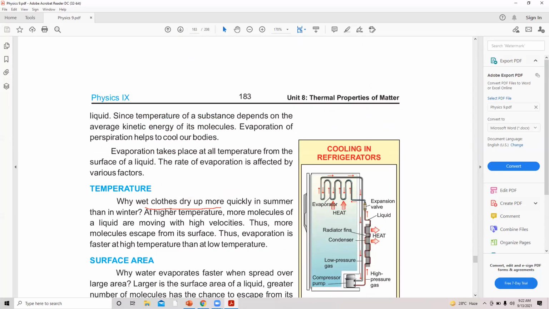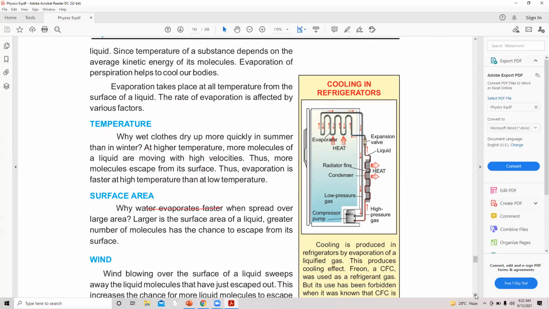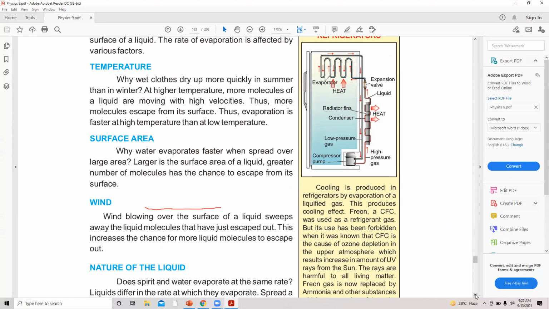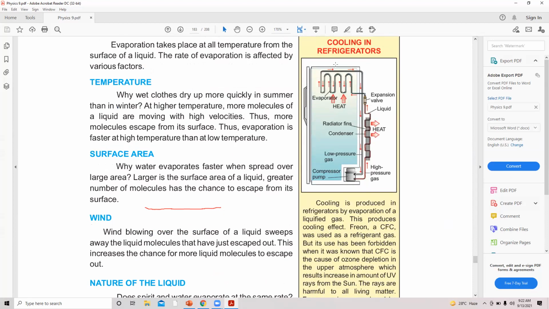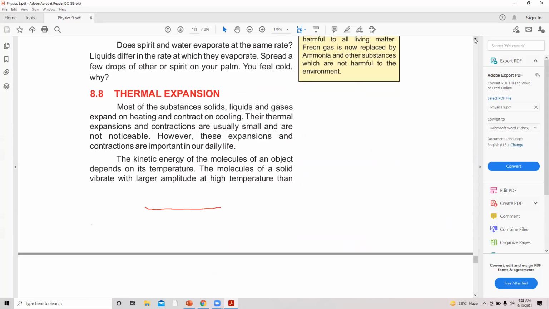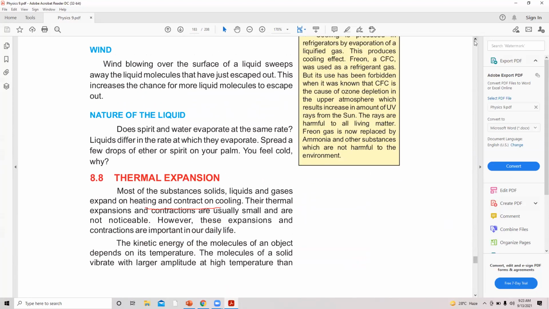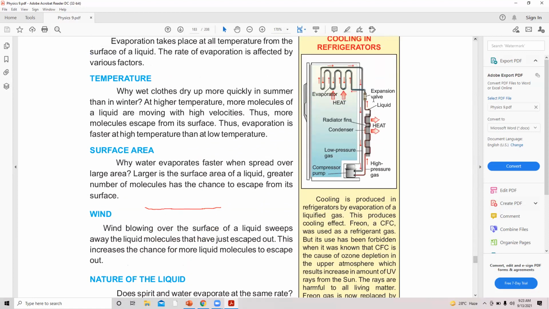Then you have to know the different factors that affect evaporation: temperature, surface area, wind, and nature of the liquid, right? Then you also have to see cooling in refrigerators, how the cooling takes place in refrigerators. We were using CFC, chlorofluorocarbon gas, but now they are replaced by freon gas and ammonia because they are not harmful for our environment, right?